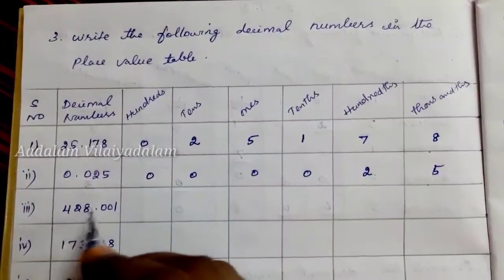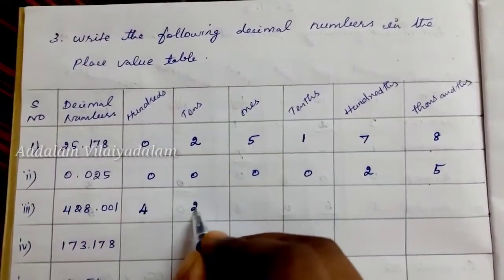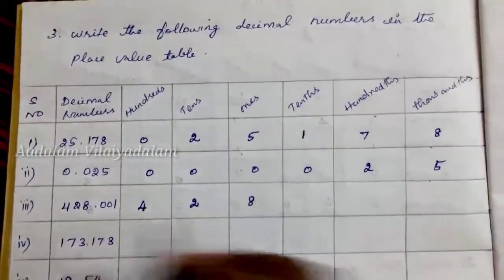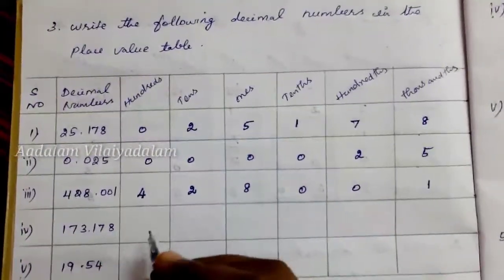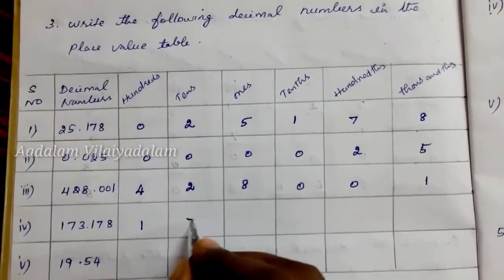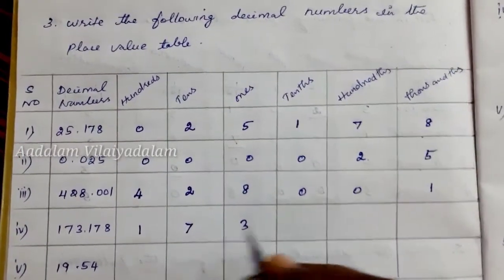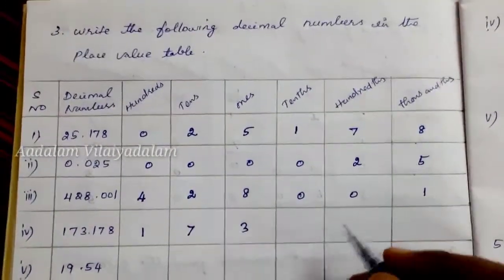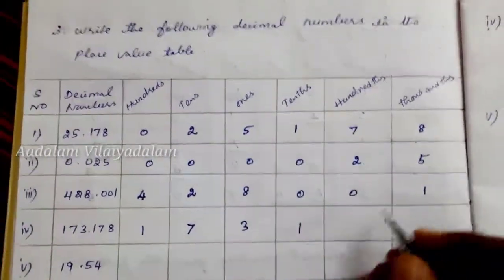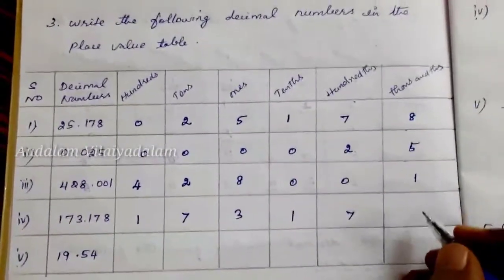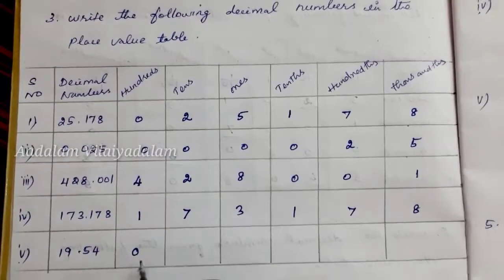Now 428. So 420 means tens, 8 ones, and the fractional part is 0, 0, 1. Then 173, which means 100s, 7 tens, 3 ones. Then the remaining fractional part, 1 tens place value is 1, hundreds place value is 7, thousands place value is 8. Here there is no hundreds place value, so put 0.